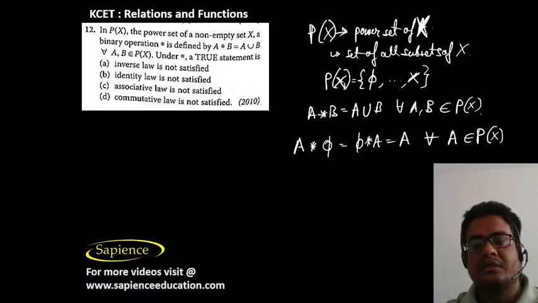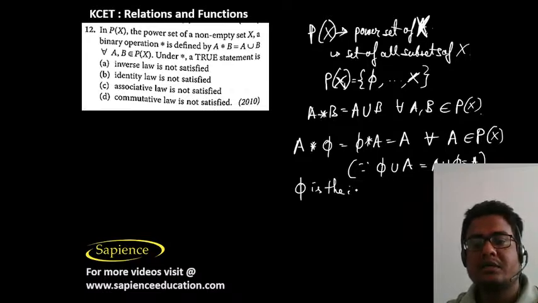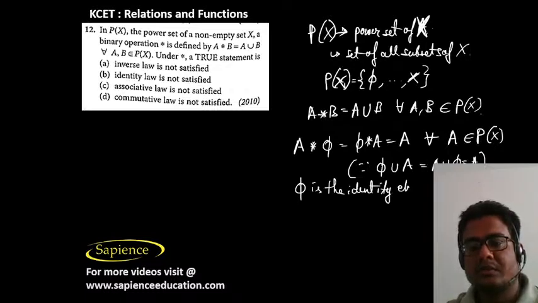So if we take phi, phi union with any set A is equal to A, so phi is the identity element. The null set or the empty set phi is the identity element under the operation star.